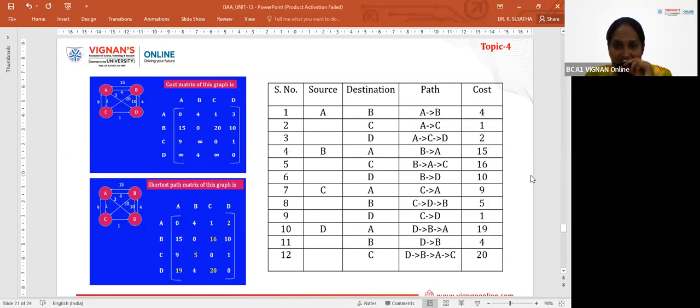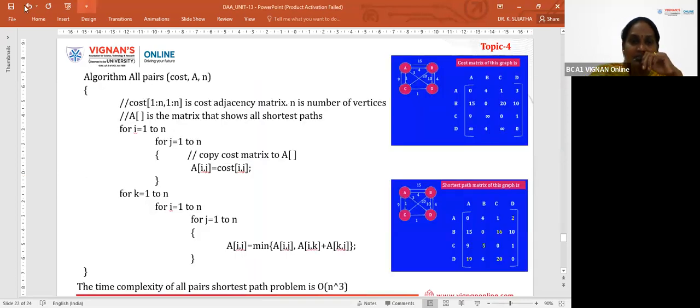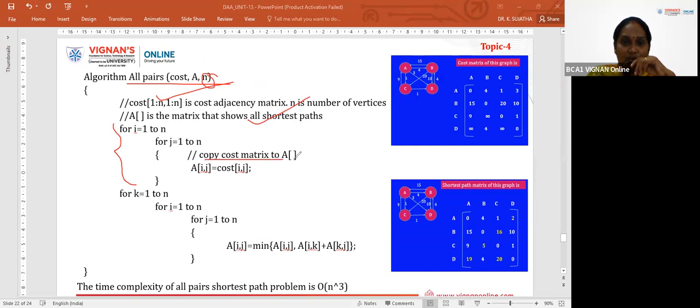So here you can see Warshall's algorithm, how it can be found. This is the Floyd-Warshall algorithm, which is used to solve the all-pairs shortest path problem. Here cost[1:n, 1:n] is the cost adjacency matrix, n is the number of vertices, and A is the shortest path matrix, which is what I want to find. The first step is to copy the cost matrix into A, which is nothing but the shortest path matrix. Initially the entries present in the cost matrix are directly copied to A. Later we can update those entries.